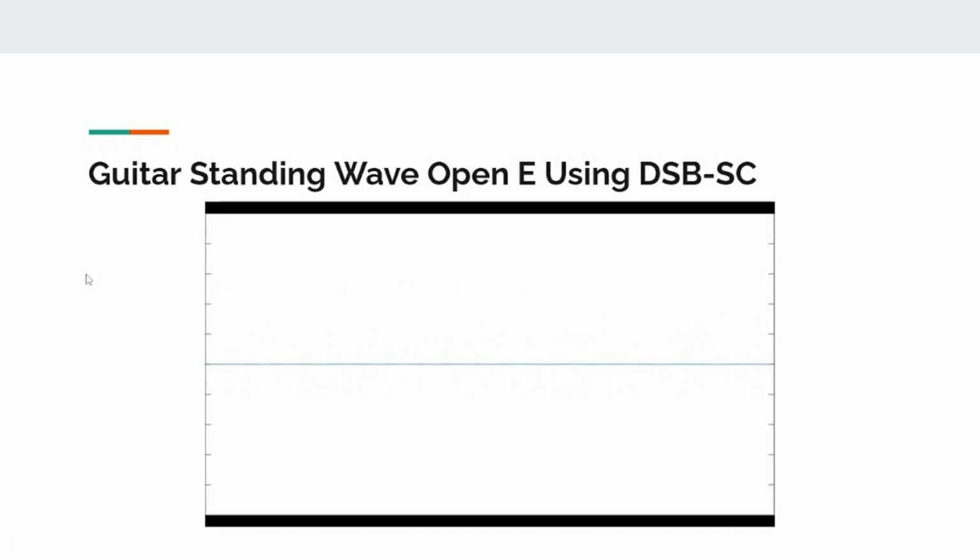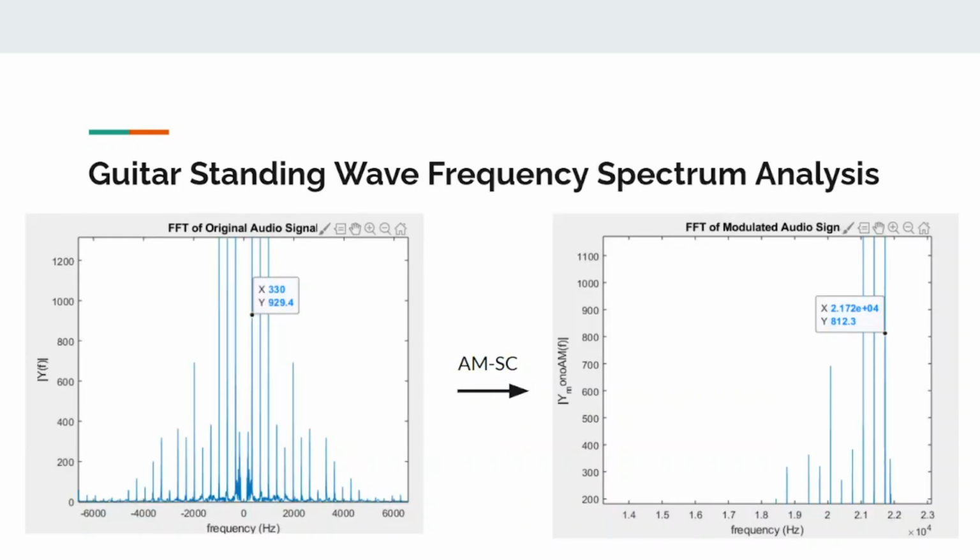There it is again. The FFT clearly showed that it's 330 Hertz, at least the first harmonic, or the fundamental rather. And then if you run it through the AM, with my carrier frequency around 20,000 Hertz, you can see it did clearly shift it up.